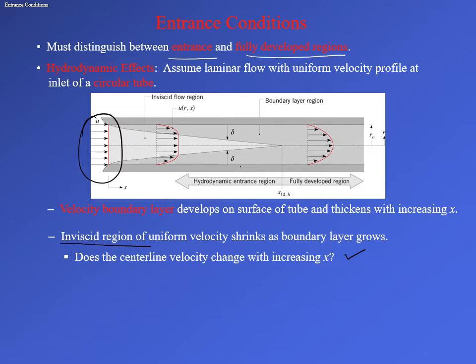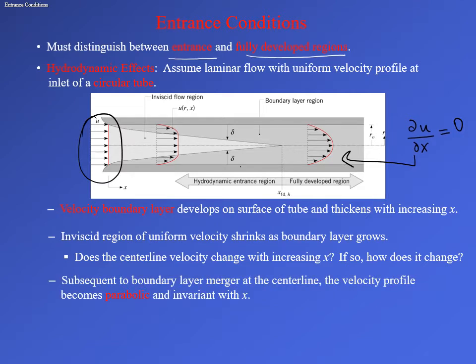So one way to mathematically describe the fully developed region is that your x velocity, which is u, does not change with x. So del u by del x is 0 in the fully developed region. As we said, it becomes parabolic in the fully developed region and invariant with x, which is what I've written here.